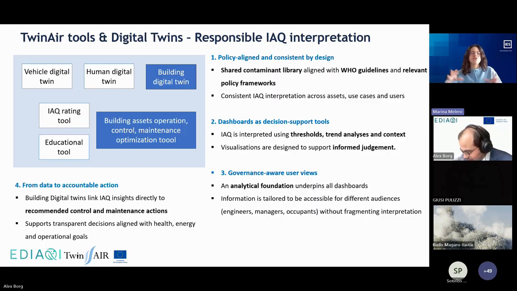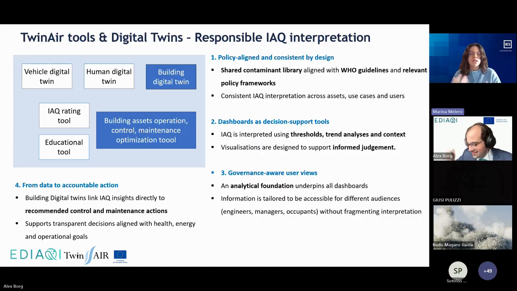Okay, so I know there is a lot of text here, so I just want you to quickly look at the picture on the left-hand side. If you can see there, these are all of the digital twins we developed. At the top, we focused on vehicle digital twin, human digital twin, building digital twin. Then within the toolsets, we worked on an indoor air quality rating tool, and on an educational tool where users can actually interact. So it's like a gamification tool.